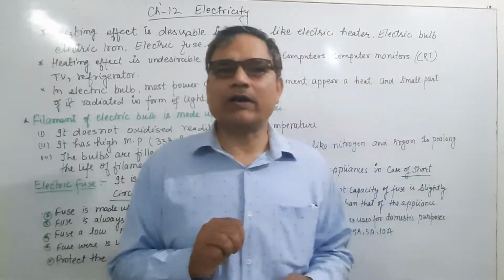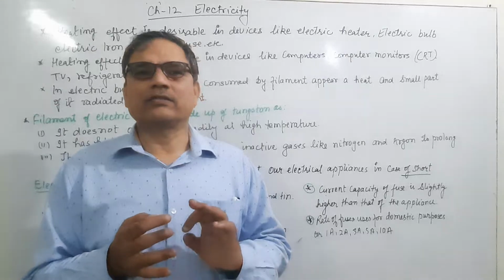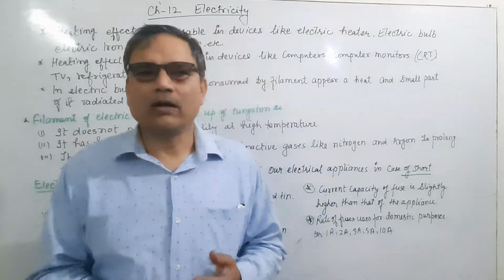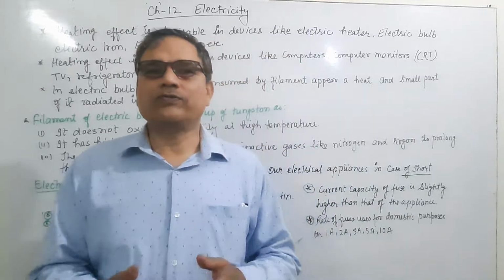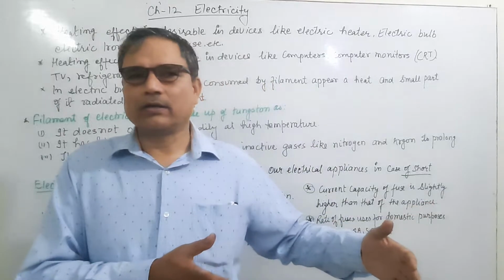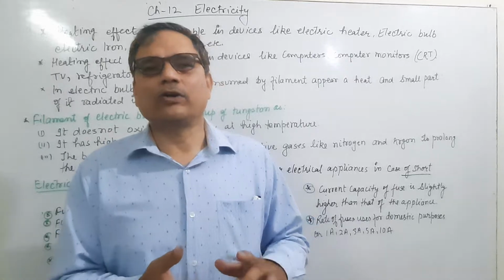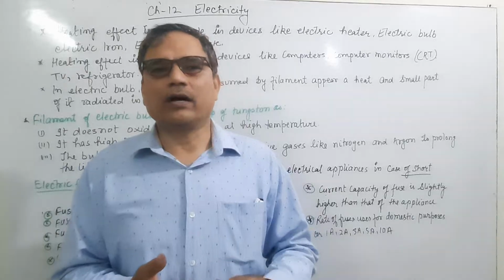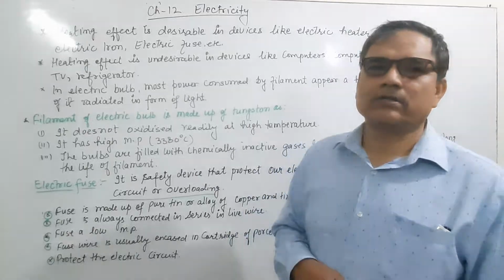There are three types of wire we are using in the domestic circuit. First is the live wire, second is the neutral wire, third is the earth wire. This is not in this chapter, but in the next chapter we will discuss the three types of wire which we are using in our domestic electrical appliances or electrical circuit. But here I am saying simply that the three types of wire are live wire, neutral wire and earth wire. Which colors are they? Red is the live wire, green is the earth wire and black is the neutral wire. But these colors and names we will discuss in the next chapter.